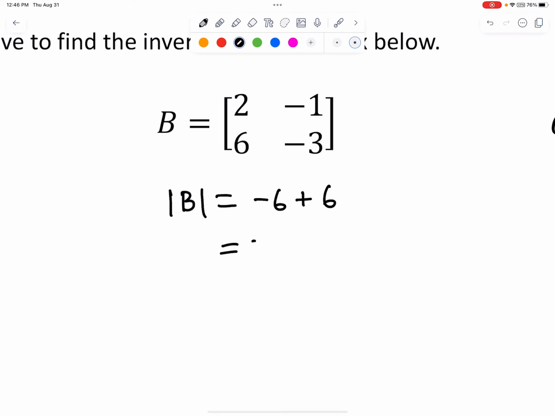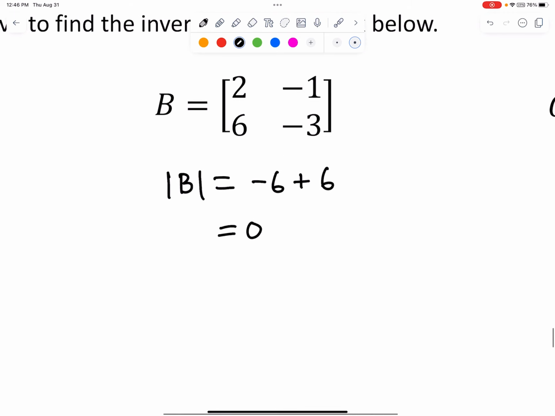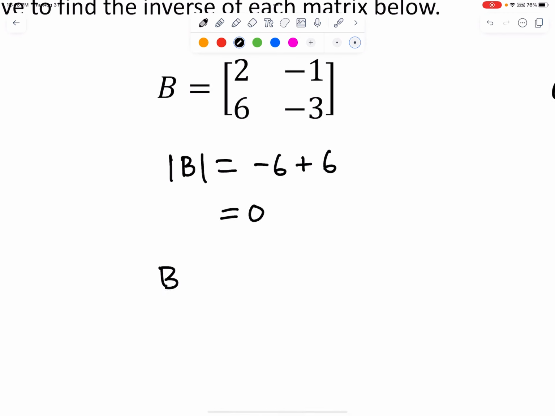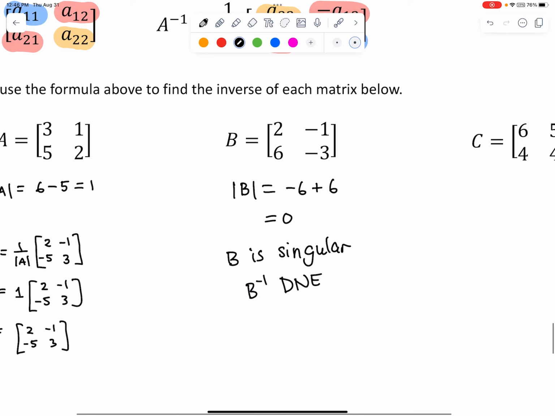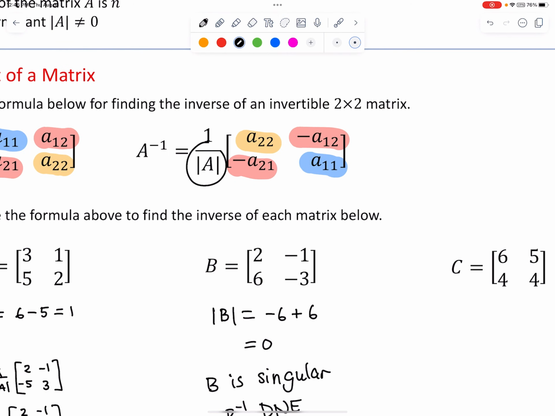And we get 0. If we get 0 for the determinant, then there is no inverse. So we say B is singular, and there is no inverse. So B inverse DNE. It's not invertible. You'll notice that the formula would also fall apart here because you can't divide by 0.